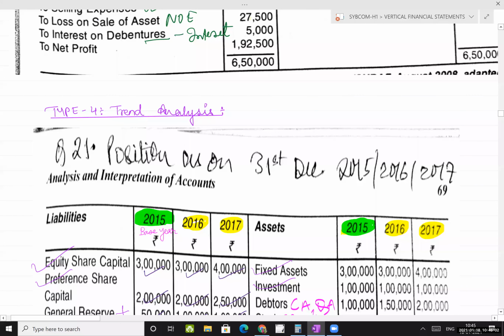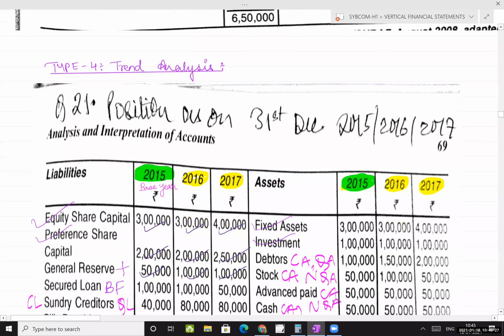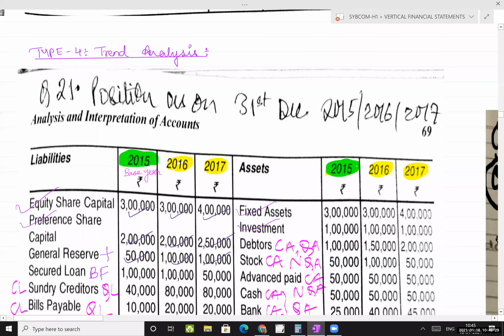In trend analysis, students, there will be two things in the sum: trend analysis of balance sheet and trend analysis of P&L. So in this also you will have both types of sums, balance sheet as well as P&L. Okay, trend analysis means you have to see the trend.